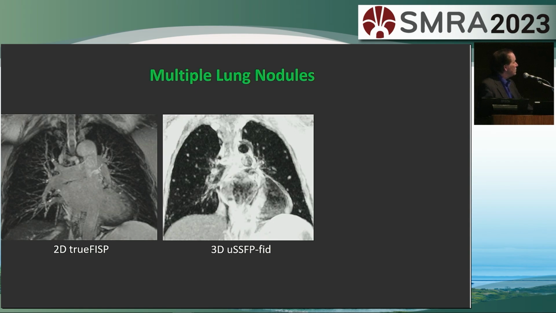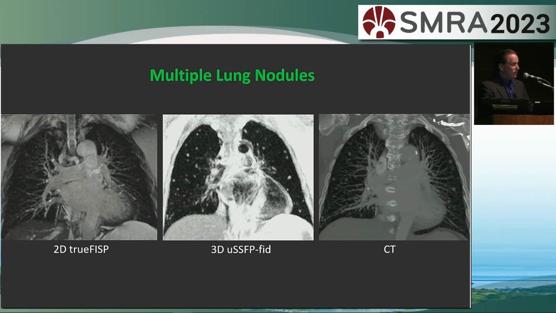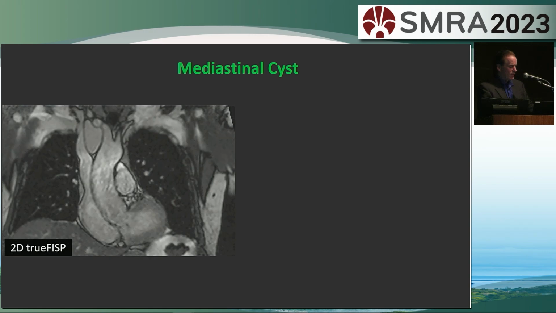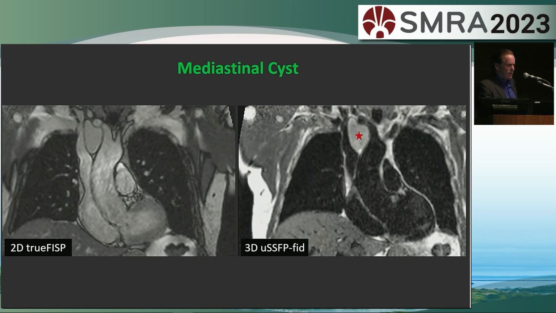However, when we go to the unbalanced sequence, we can see multiple lung nodules very nicely, seen comparably to a CAT scan. Just another example. This is, again, a true FISP sequence, which is very good when you're doing dynamic imaging, but when you just do a scout where you lack the time resolution, it's very hard to distinguish the bright blood signal in the veins and aorta here from the cyst, which is shown by the red star.